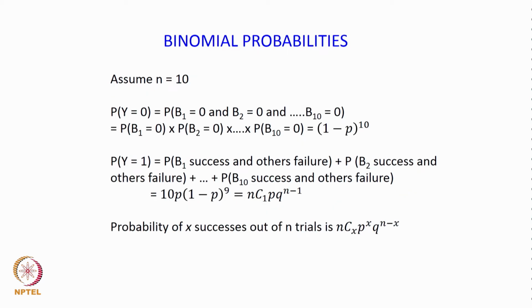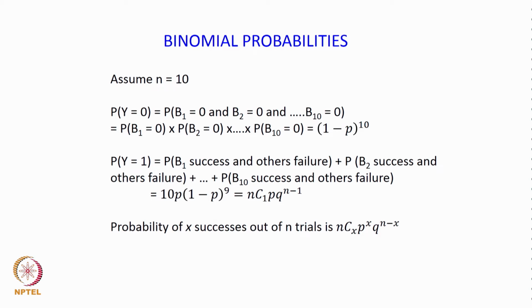Now we define what are called binomial probabilities. So, assume n equal to 10. The probability of y, the random variable, equal to 0 will be the probability of the first one equal to 0 and the second one equal to 0 and the third one equal to 0 and so on. So, each is a failure, so each is 1 minus p, multiplied 10 times. So, 1 minus p to the power 10.